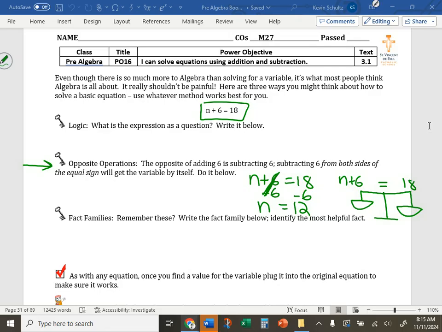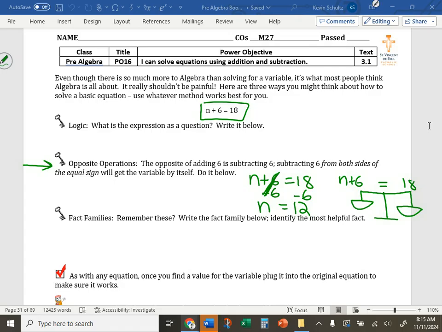You subtract 6 from this positive 6. That's why it's called opposite operations. Think of fact families. Addition and subtraction, we said they are opposites, right? If you have n plus 6 and you subtract 6, now you just have n by itself. N plus 0 is just n. And you take away 6 from the other side as well to keep this equation balanced. Otherwise, they're going to go all wonky on you, and that's how you get that n equals 12.